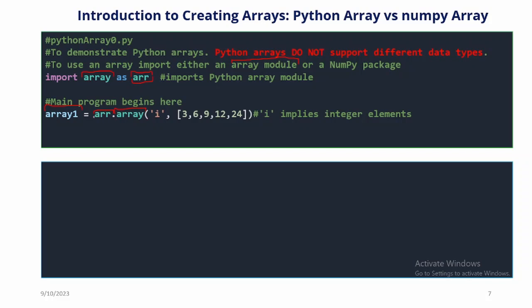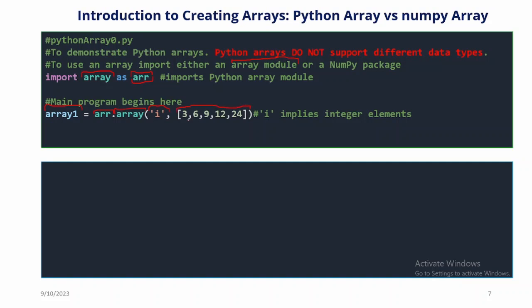So we have arr.array, and then we indicate which kind of data type we are creating this array for. Like we said, Python arrays do not support different data types, so you must indicate which data type you are creating an array for. I stands for integer data type, so every element in the array you will create must be integer.